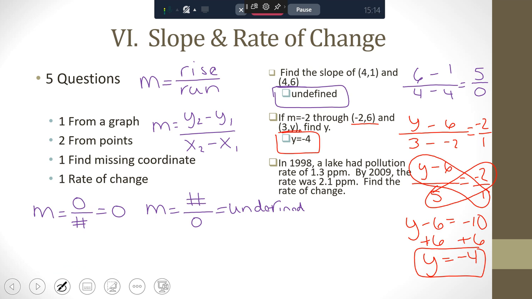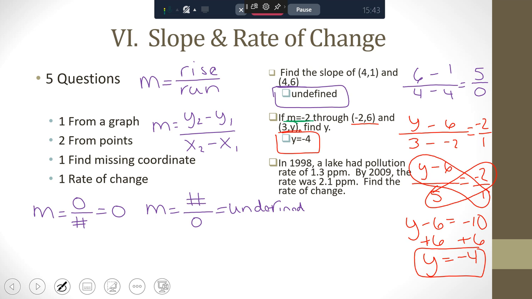And then, yes, that's my slope. I just put it over 1 so that we could create a proportion. All right, so for word problems, we're still going to use y2 minus y1 over x2 minus x1, except we need to identify our points.